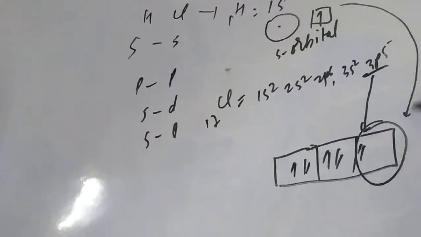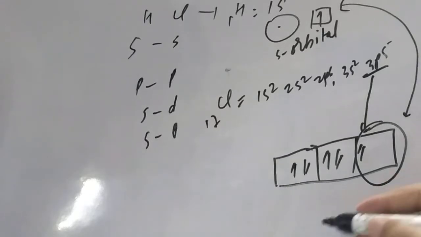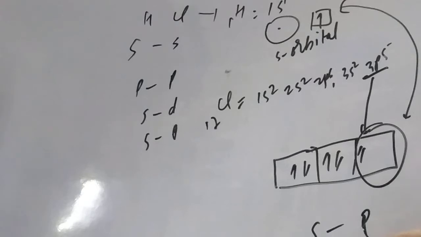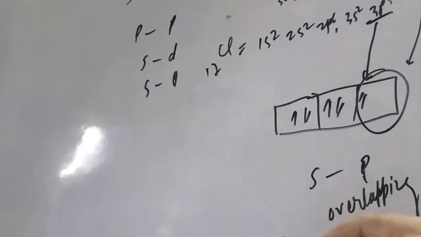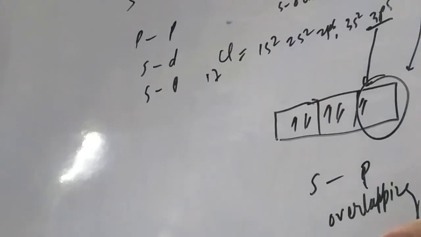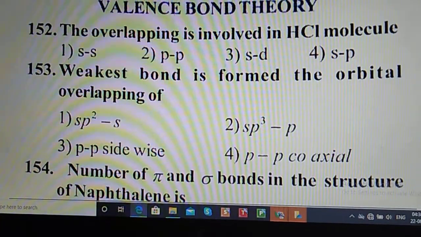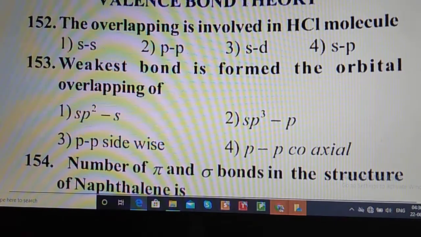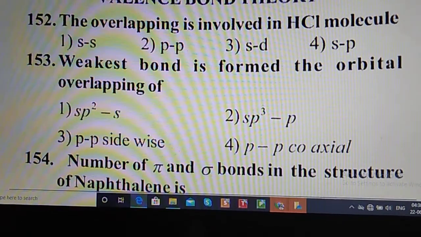So these together will overlap. What overlap will be there? The s of the hydrogen and the p of the chlorine. So this is known as SP overlapping, student. So the correct option will be option number 4, that is SP overlapping. You can check again in the slide: the overlapping involved in the HCl molecule is SS, PP, SD and SP, and the correct option is SP overlapping.